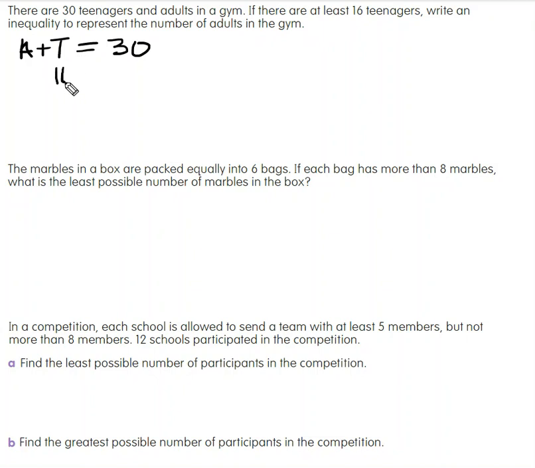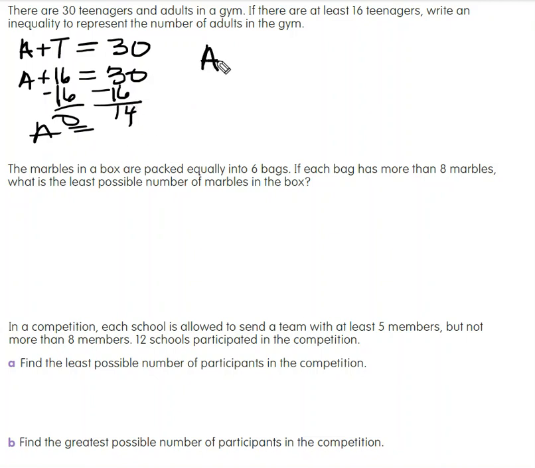Well, if this was 16, well, how many adults would there be? Well, we would minus 16 from both sides. You get 14, right? So A is equal to 14. So at most, there's going to be 14 adults.